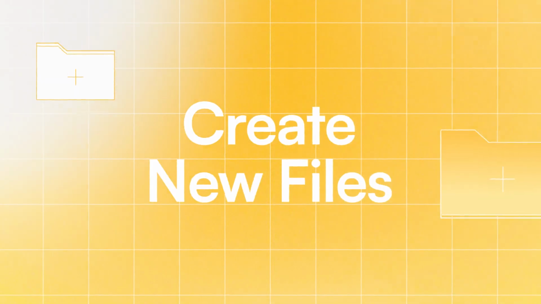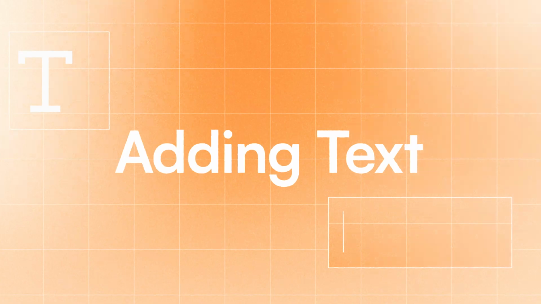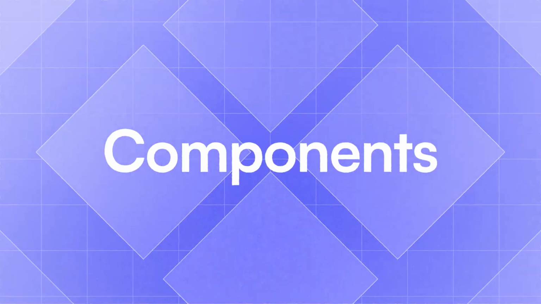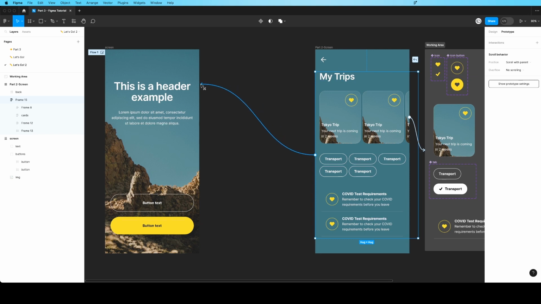In part 1, we covered how to create a file, how to add shapes, text and images. And in part 2, we covered components, variants and auto layout. So if you want to check that out, the link is somewhere there. So go and watch that first. For today's video, I'll be walking you through how to create your first prototype.